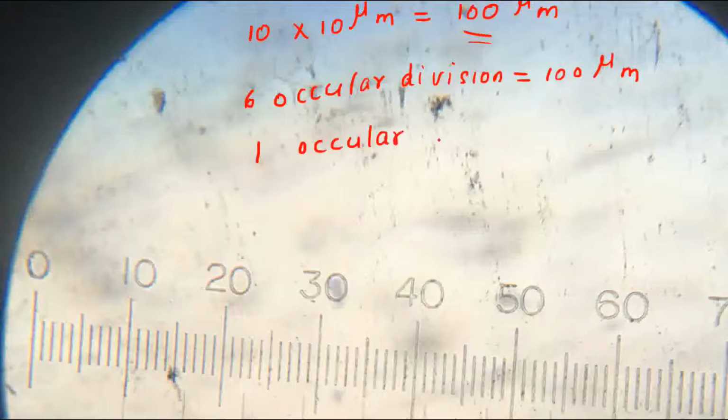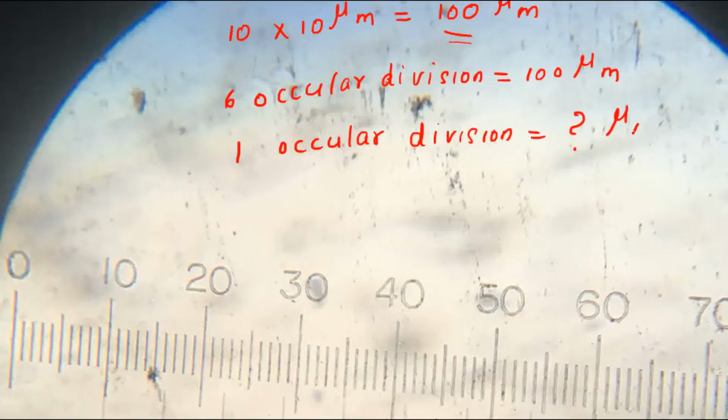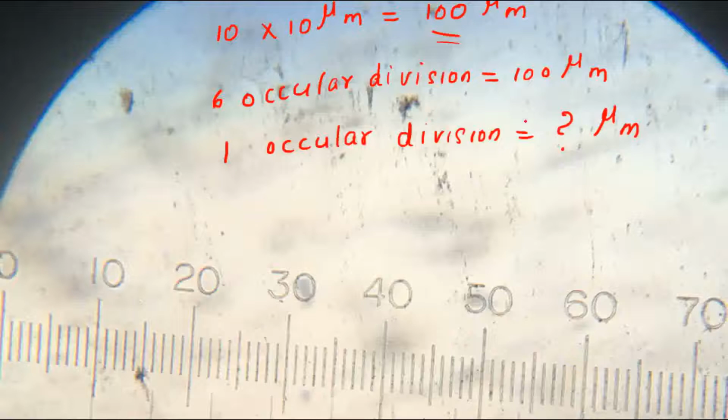And what is the value of 1 ocular division? That is an unknown micrometer. Okay, then we are again going to derive it in a mathematical way to find out this unknown value.